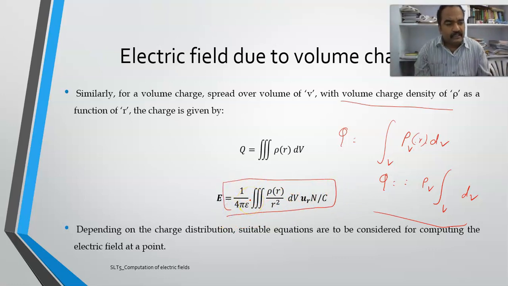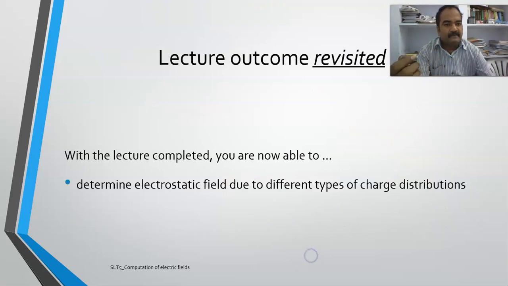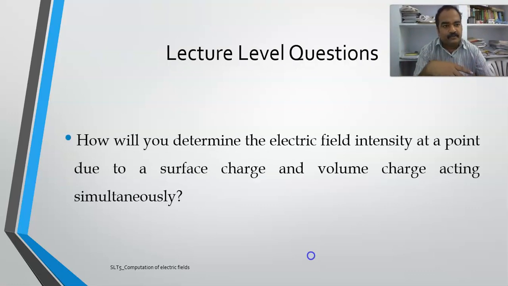So based upon the charges which you have, if you have a point charge, you can directly employ the basic equation. But if you have charge distributions, you are supposed to employ these equations. So based upon the charges available, you need to choose proper expressions for determining the electrostatic field. I hope you are now able to choose proper equations and develop an expression for determining the electrostatic field for different charge distributions. Thank you. And this is a question.